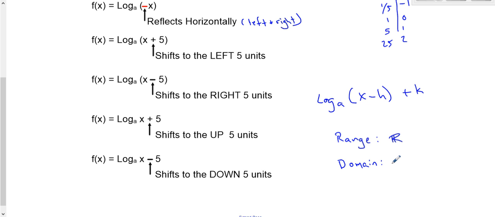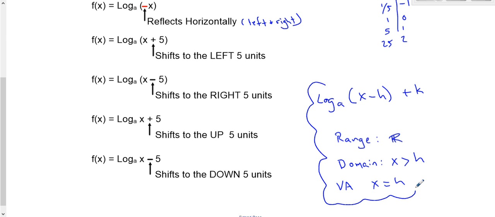Your domain, because that's your x value that moves left and right, is going to be x is greater than h. Okay, not the k. Switch your thinking from y over to x. We are affected by the h value because you're talking about x. And we don't have a horizontal asymptote with logarithmic functions. We have a vertical asymptote, which is x equals the value of h. Okay, so this is important information regarding domain and range and asymptote.